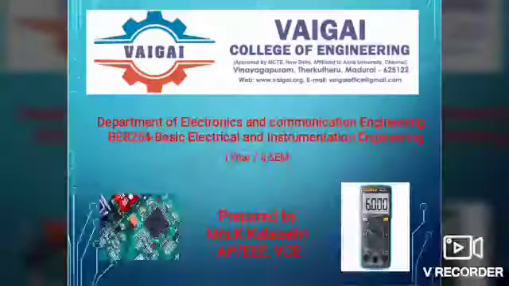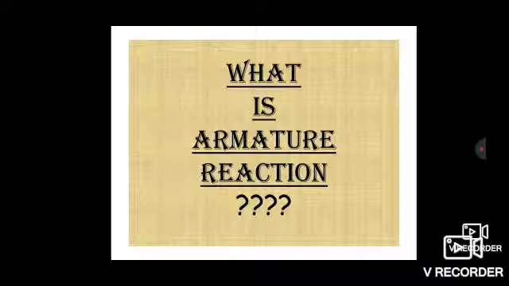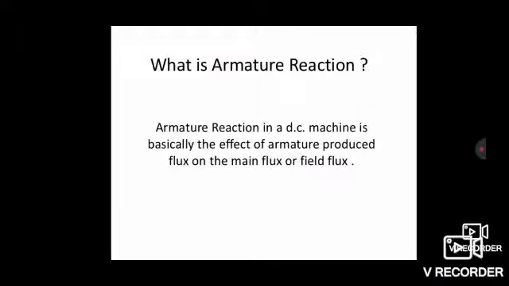Dear students, in this class we are going to discuss armature reaction. First we should see what armature reaction is. Armature reaction in a DC machine is basically the effect of armature produced flux on the main flux or field flux. That is, the action of armature MMF on the main field MMF is called armature reaction. MMF means magnetomotive force.